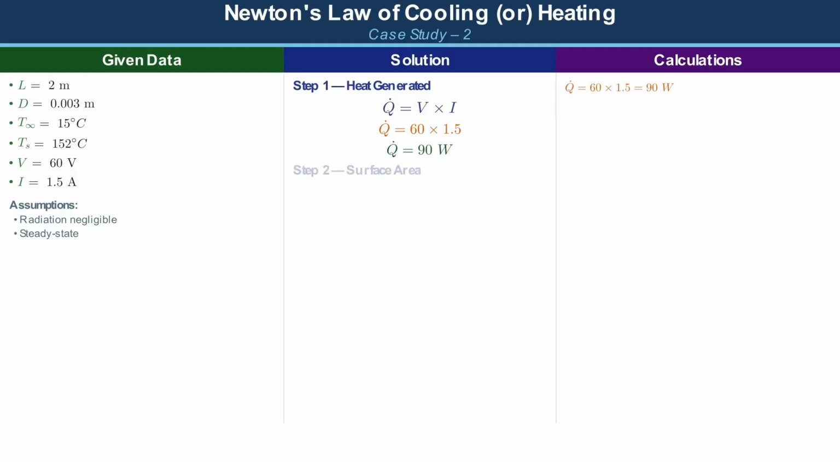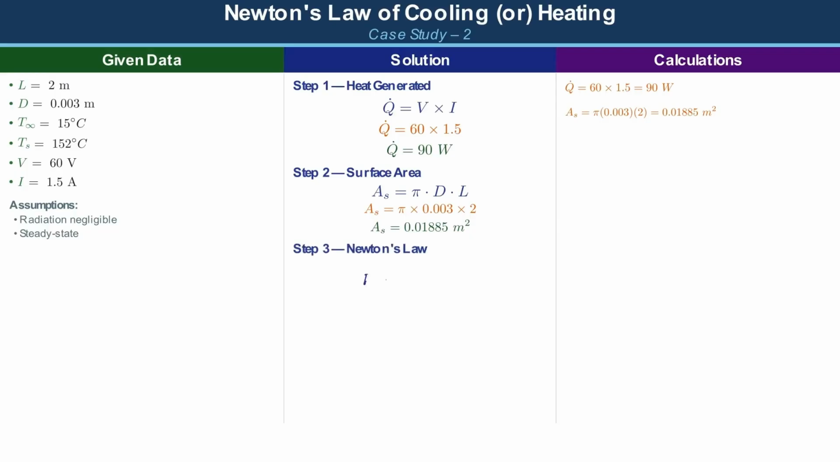Step 2. We calculate the outer surface area of the wire. The surface area of a cylinder equals pi times the diameter times the length. Substituting, pi times 0.003 meters times 2 meters gives us a surface area of 0.01885 square meters. The calculations column confirms this value as 0.01885 square meters.